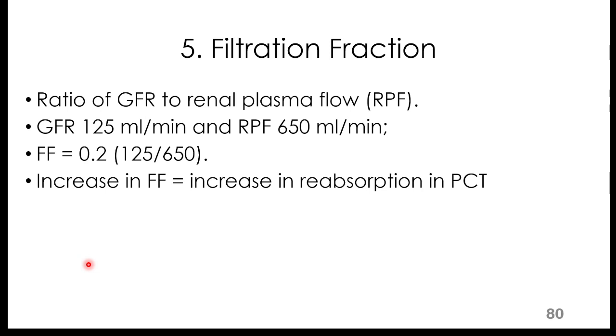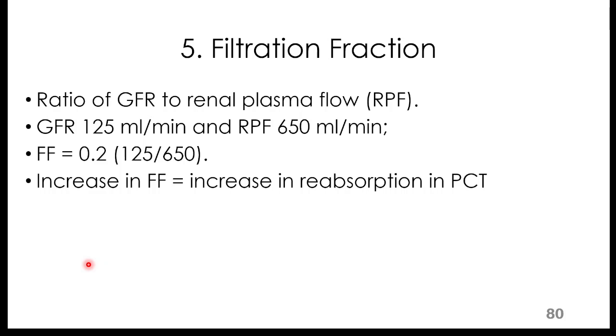All right. Now, the filtration fraction is also a determinant of GFR, and it's the ratio of the GFR to renal plasma flow. So if we have a value of 125 mils per minute for the glomerular filtration rate, and we have 650 mils per minute for renal plasma flow.